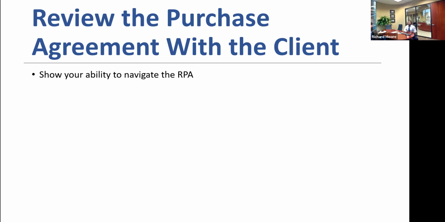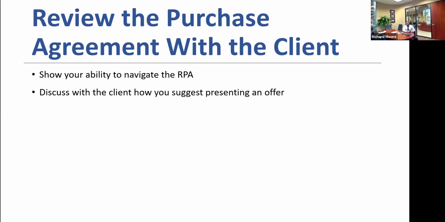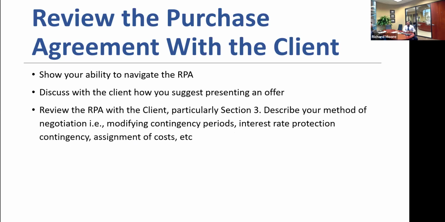And if they purchased a home before, but maybe 5-10 years ago, it's changed. Hey, I know that you bought your house 5-10 years ago, whatever it may be. I just wanna show you how many changes there's been in the purchase contract. And then just go over it with them. Discuss it with the client, how you suggest to present the offer. Maybe terms, maybe contingency periods, things like that.